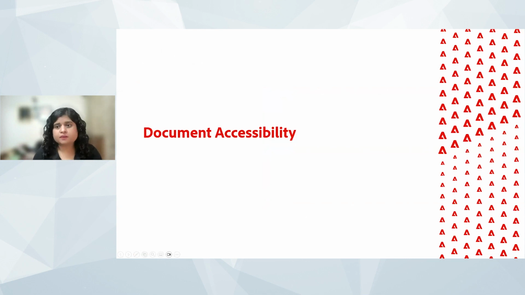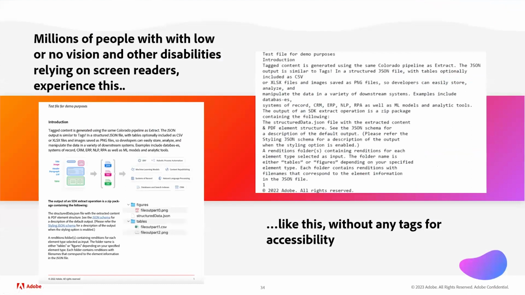Let's look at the third pillar, which is the accessibility pillar, and see what it can do for us. So when you look at accessibility, there are millions of people with low or no vision and other disabilities who are actually relying on screen readers to experience information. So when they're reading this information, and if it does not have any tags, or if it does not have any association that this is the heading, this is the paragraph, this is the table, or this is the image, then the text just looks like this with no information, without any structure.